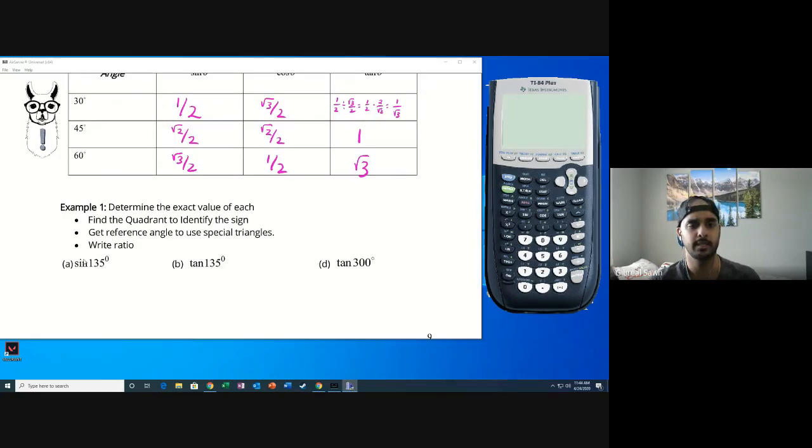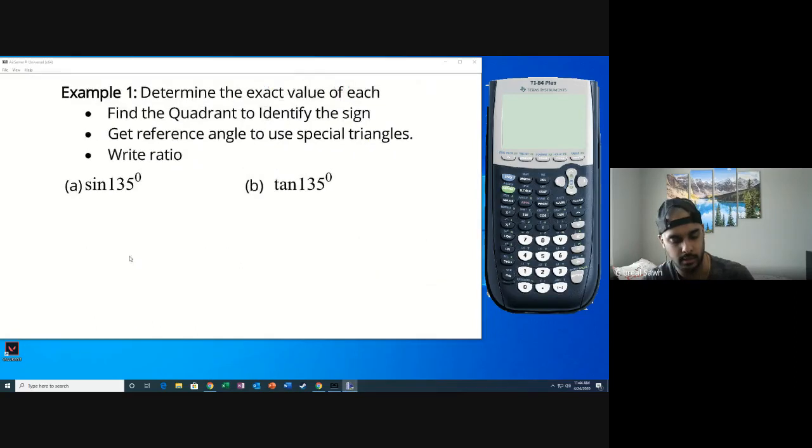Underneath, we've got a couple examples of how we can find them now. So determine the exact value, no decimals. The calculator really isn't going to help here. Okay, find the quadrant to identify the sign, get the reference angle to use special triangles, write the ratio. So a picture is always going to help. Give yourself a little grid.